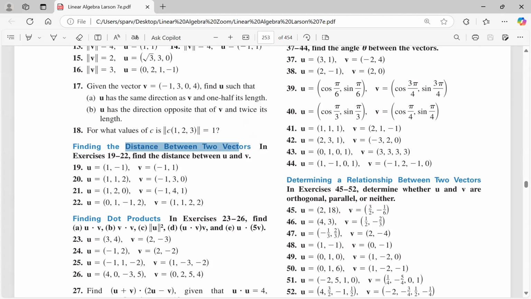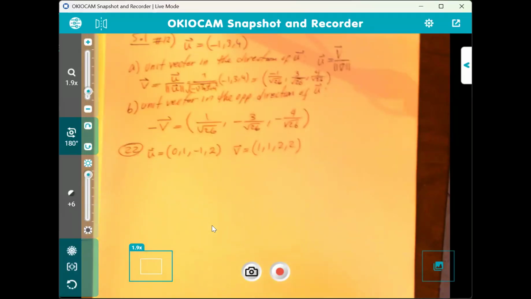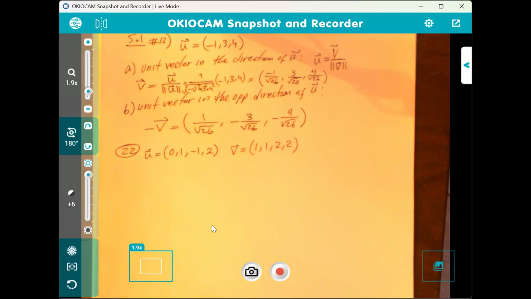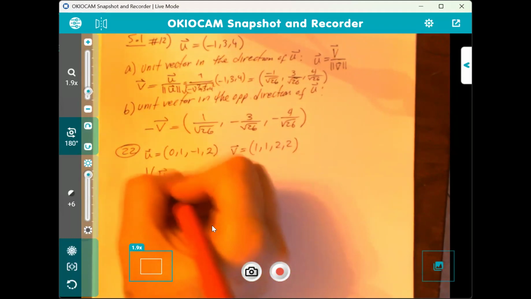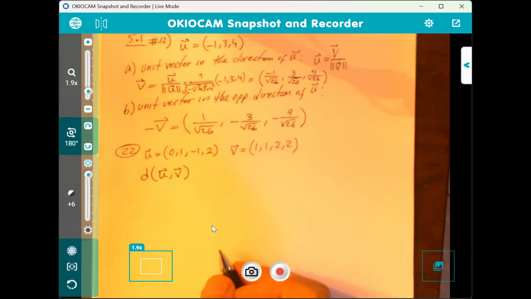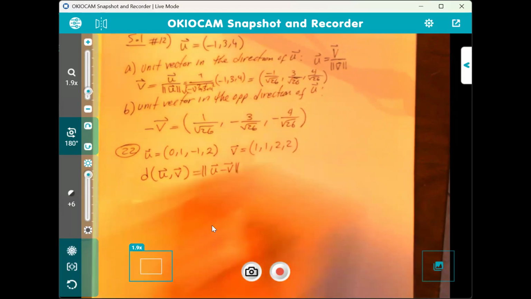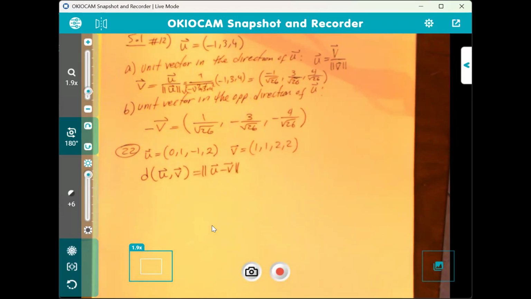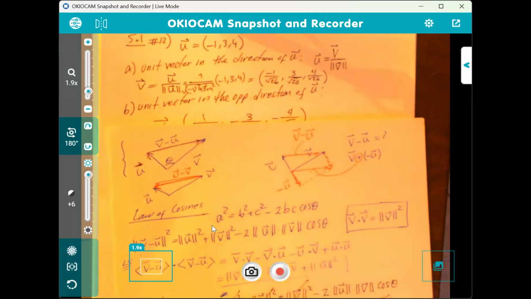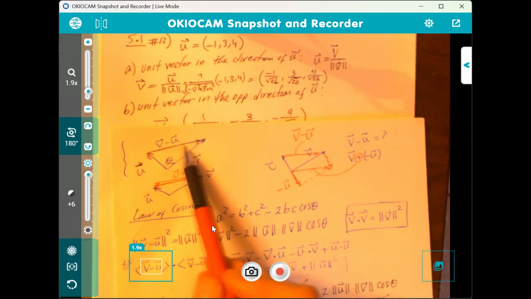So let me switch to my OQCam. There. So how are we going to do this one? Again, the distance, we had a formula. The distance between two vectors u, v is going to be the magnitude of u minus v. Remember that one? We did that one earlier. There you go, this one. Remember we said distance between u and v, it's going to be v minus u. We want to find the magnitude of this vector.